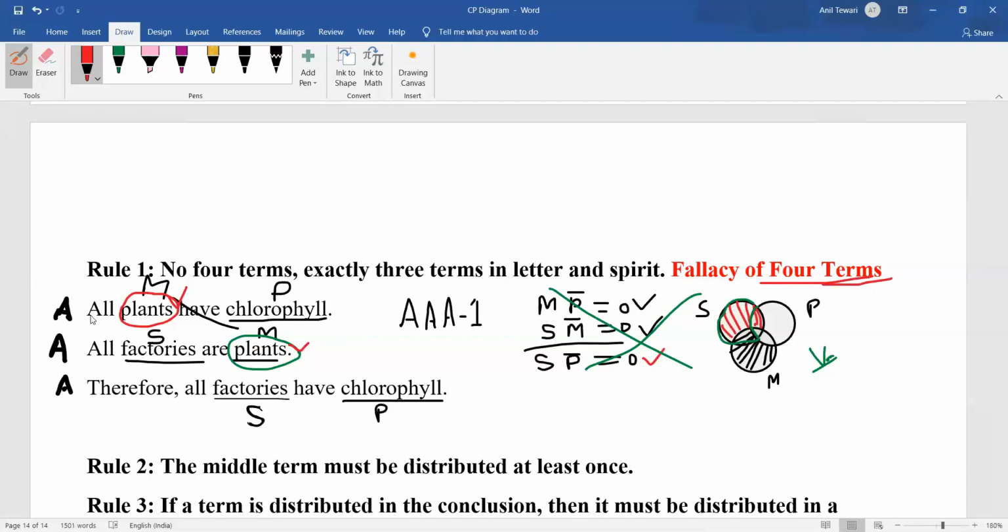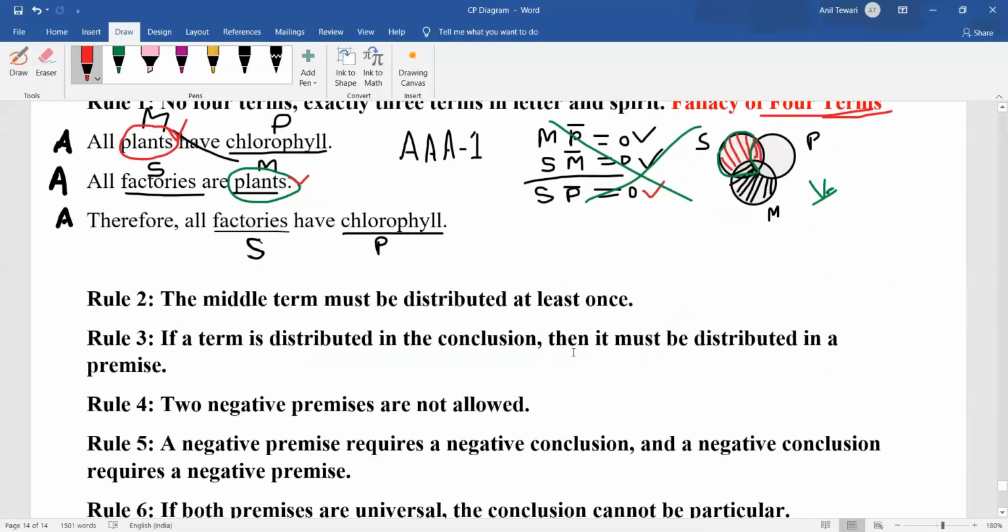So how do we decide that there is a fallacy of this kind? By looking into the meaning of the expressions. In our introductory course, we have not included this particular rule. The remaining rules we will learn, and they will be used for testing the syllogism.